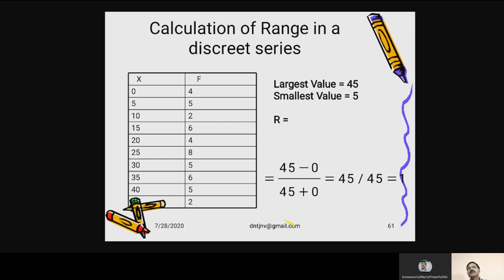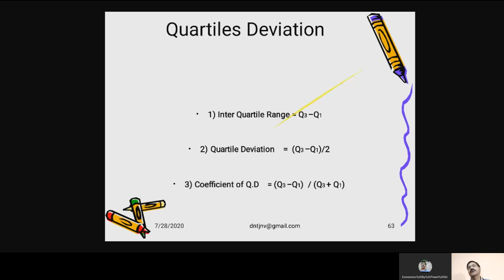Calculation of range in a continuous series. Again, you can see the smallest value in the class interval is 0 and the largest value in the class interval is 45. You have to find their largest minus smallest, so 45 minus 0, and 45 plus 0. In this way, here again we find 1.